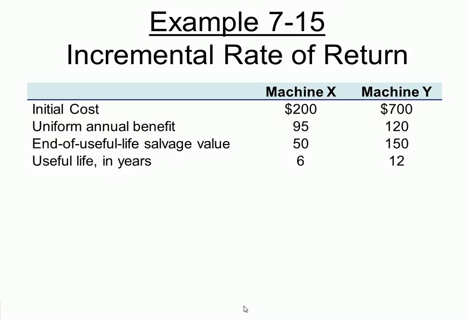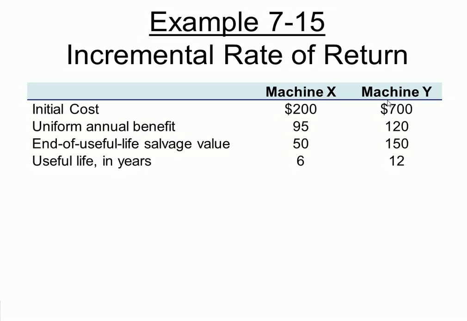Here we have incremental rate of return computation for these two alternatives. We have machine X versus machine Y. Notice the initial cost is higher for machine Y, so we're going to subtract the payments or cash flows for machine Y.